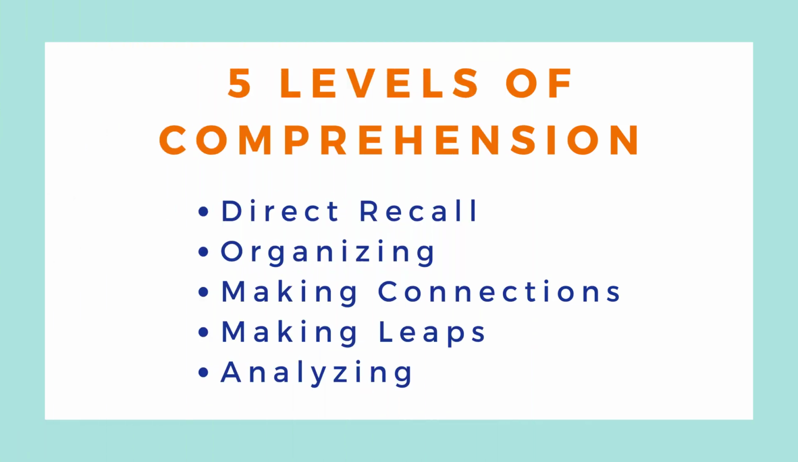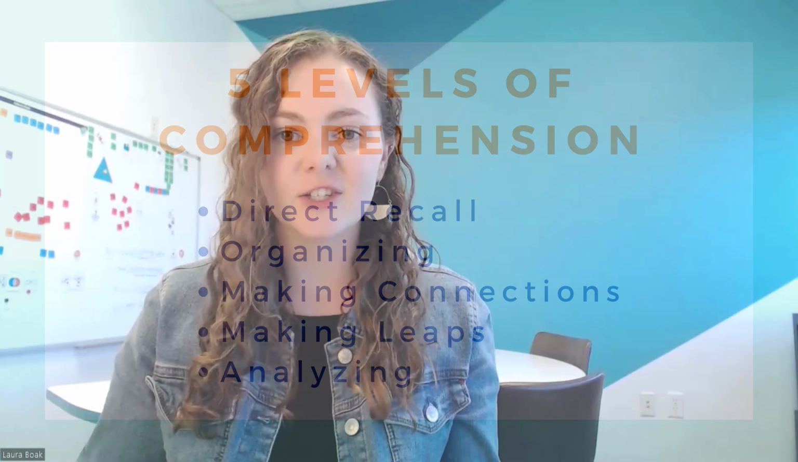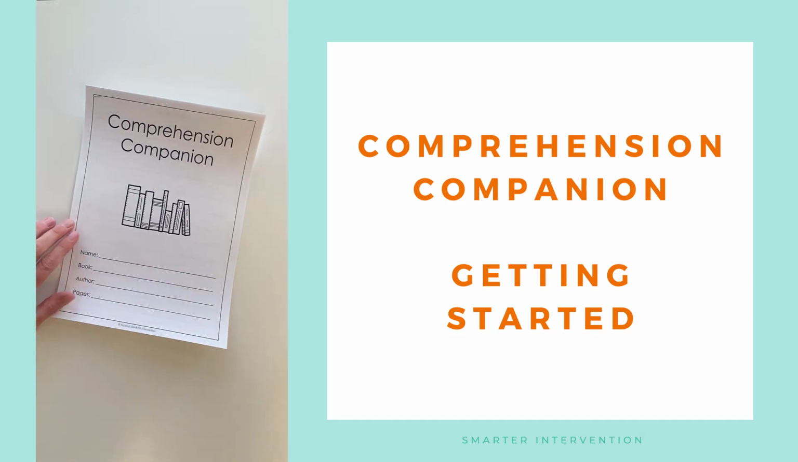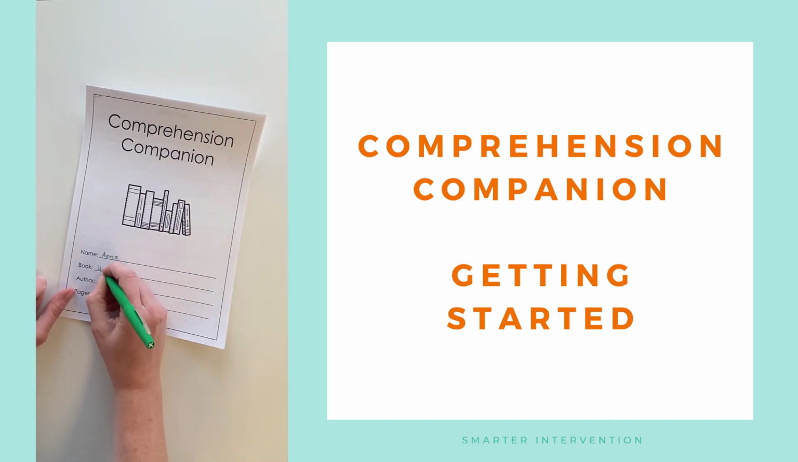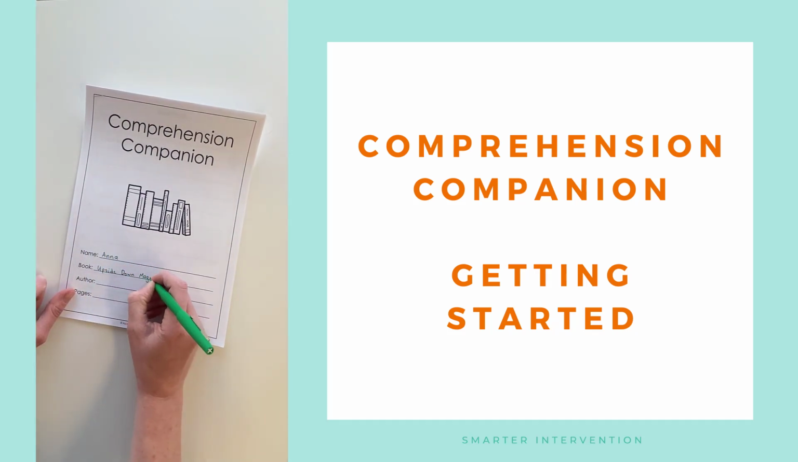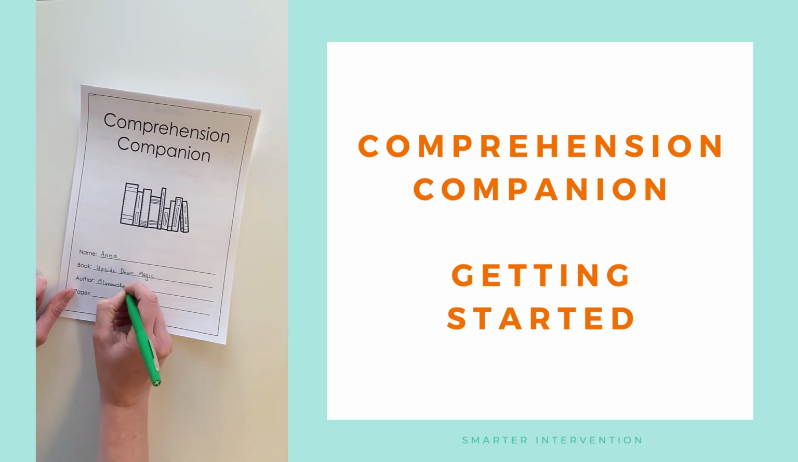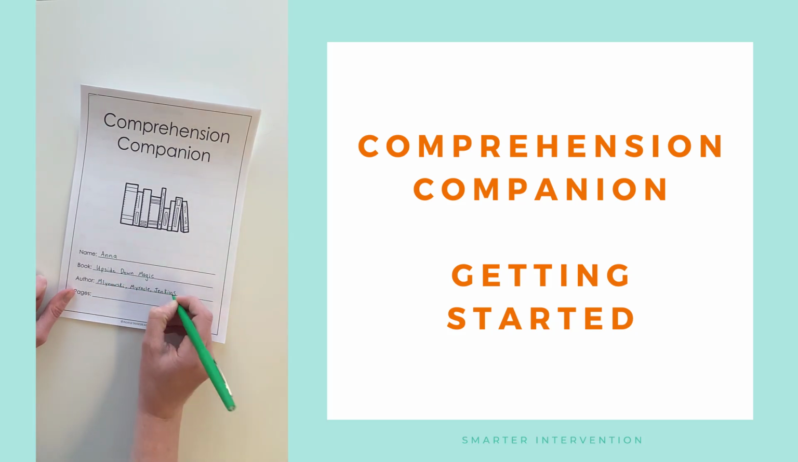So there are activities for students to start practicing with direct recall, organizing, making connections, making leaps, and then also analyzing text at a deeper level. To get started using the comprehension companion, each student is going to need their own copy. They're going to get to take turns performing different roles that align with the different levels of comprehension. We'll go ahead and jump in and take a look at what those roles look like.